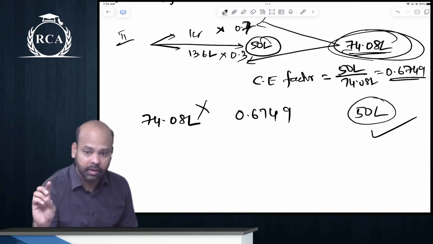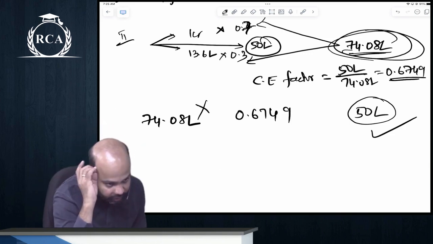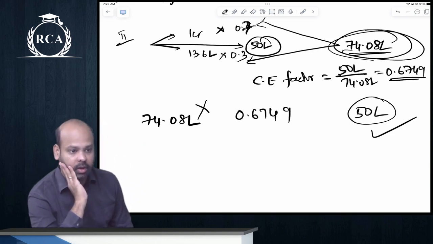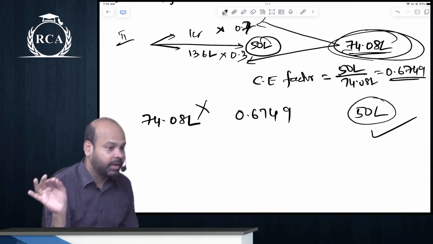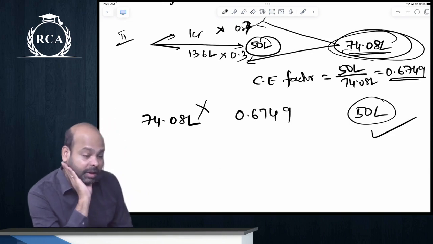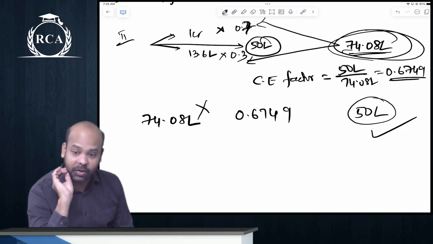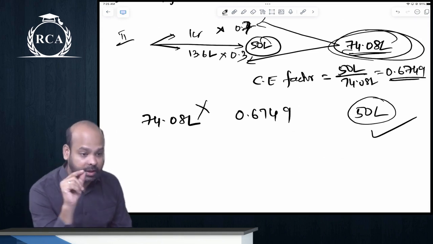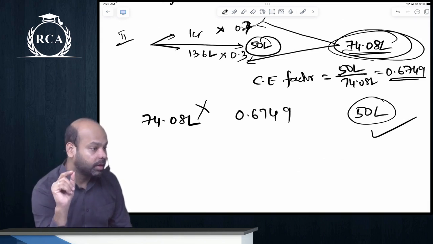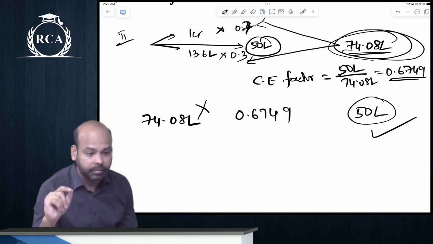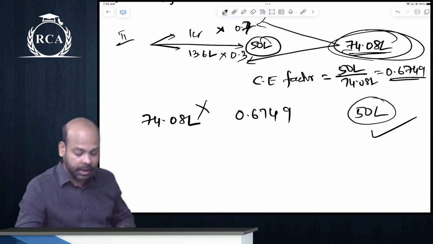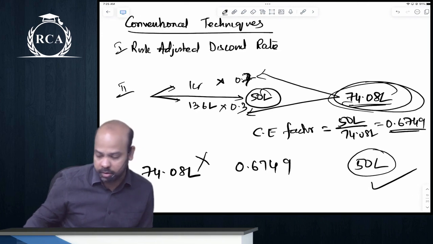Is it making sense or not? So what is superior, risk adjusted discounting rate or certainty equivalent? As per this, certainty equivalent. In what can they ask all this? MCQs and analysis. These main points will be important. Is it making sense or not? Write it down. RADR first.